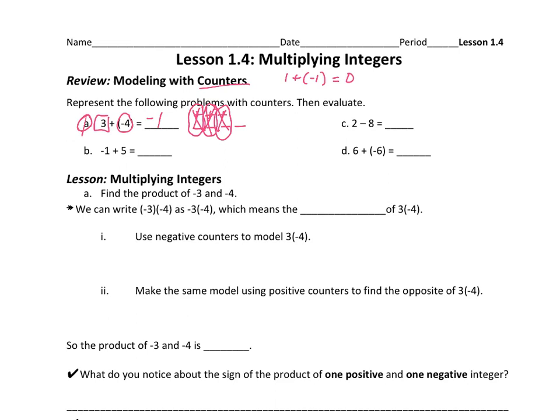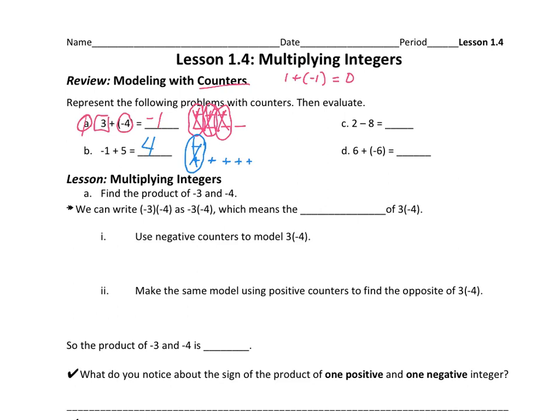Let's try letter B. Try a different color here. So letter B says negative 1 plus 5. So I'm going to draw 1 negative and 5 positives. So I have here a positive and a negative end up being a 0 pair, and I'm left with 4 positives, otherwise known as positive 4.